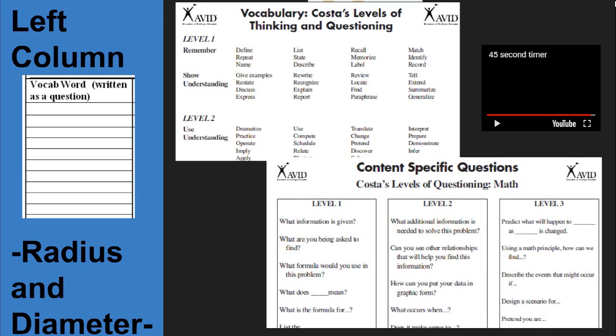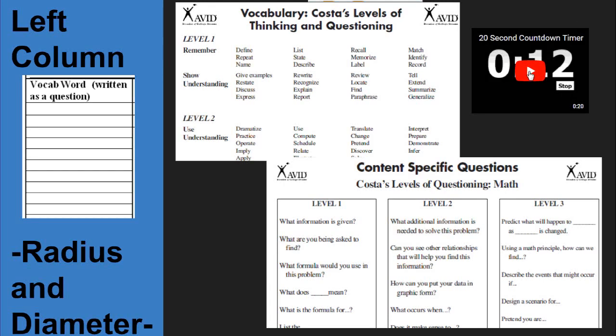All right, guys, our time for writing is up. Let's go ahead and share it with our table partner, and you are going to start with partner number 1 this time. Go.